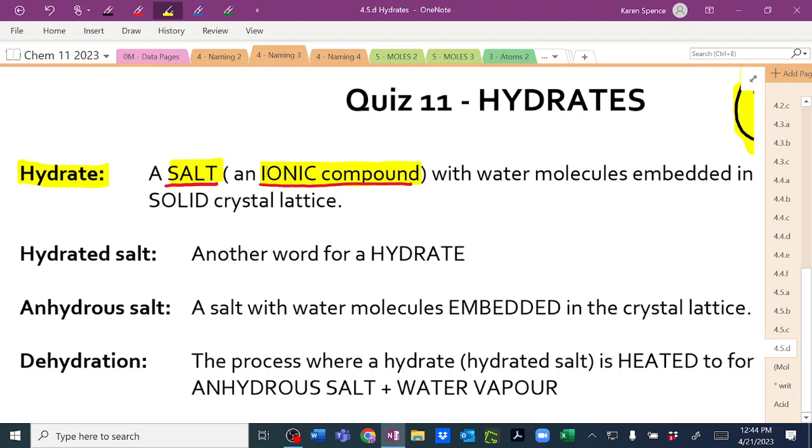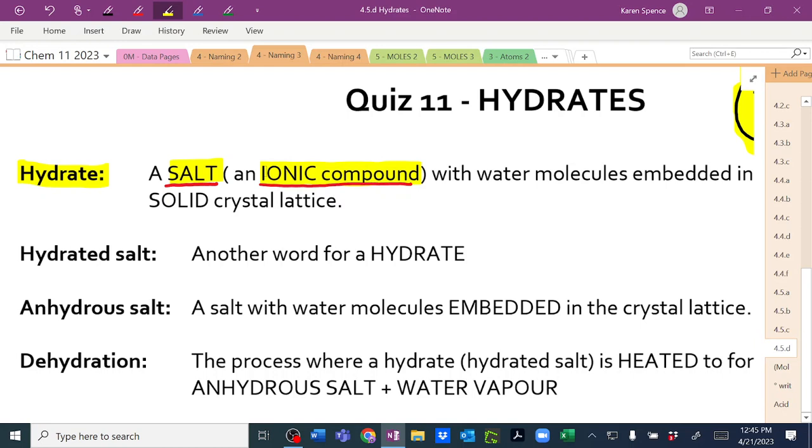Now let's remind ourselves what kind of bond is between this ion and that ion. That is an ionic bond. Between ions, that's an ionic bond. Are ionic bonds strong or are they weak? They are strong. Ionic bonds are strong. These water molecules, they're not held by ionic bonds. They're not held by covalent bonds. They're held inside the crystal by much weaker forces.